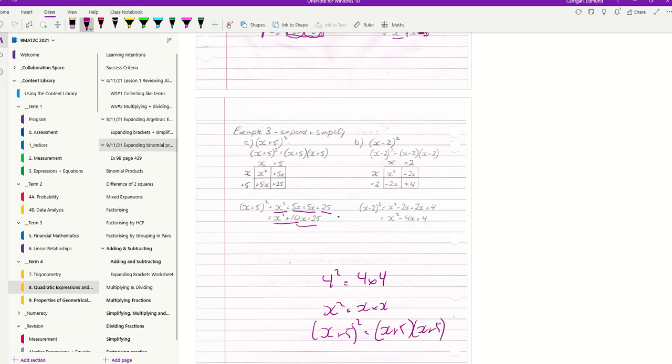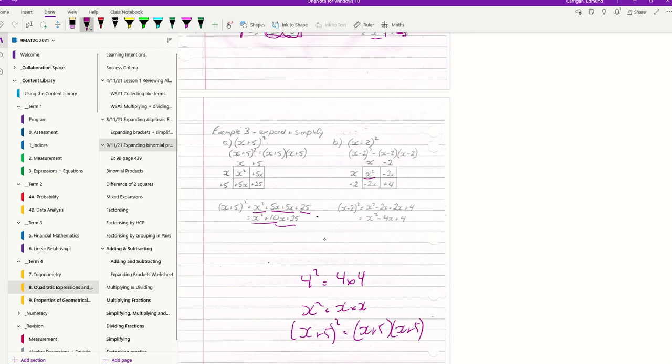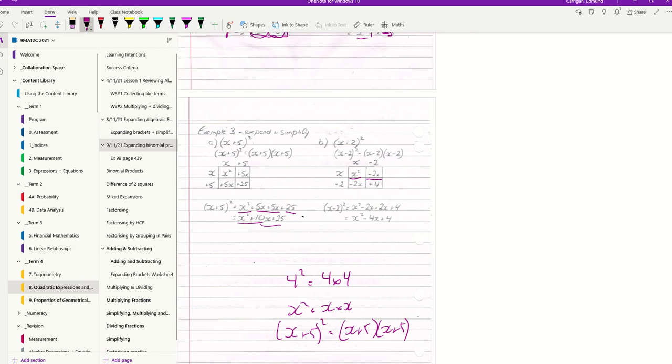If it's negative, (x - 2) squared. So again, (x - 2) squared is (x - 2) times (x - 2). If we put them on our rectangle, we end up with x times x is x squared, minus 2 times x is minus 2x, minus 2 times x is minus 2x, and minus 2 times minus 2 is plus 4. Pull them out of that box. x squared minus 2x minus 2x plus 4, which is x squared minus 4x plus 4.